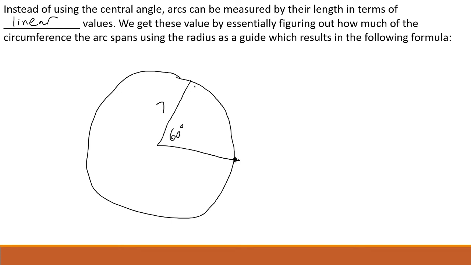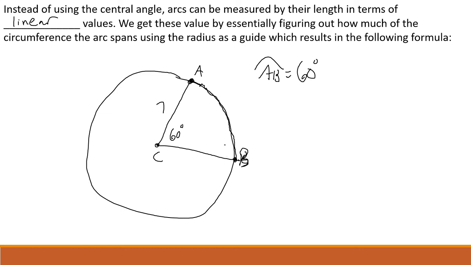So if I asked you, well, how big is arc AB? Actually, we'll put the center as C because it's the center, and we'll call this B. How big is it? Well, you'd say it's 60 degrees big. And okay, that makes sense. But if I were to ask you, how far would I walk if I started at point A and walked along the circle to get to point B?